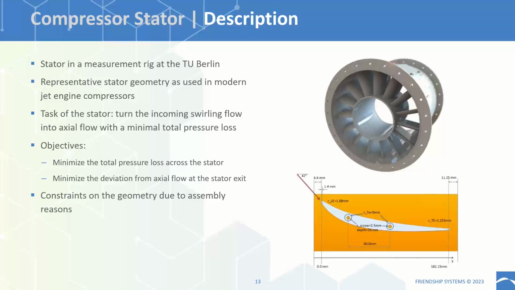So there is a lot of freedom in the shape because due to the additive manufacturing there are few restrictions on the shapes we can realize, but there are a few constraints on the geometry that are due to assembly reasons. Like you can see in the picture on the side, we have some bolting holes in the blade, so the blade needs to have a certain thickness so we can fit these holes and things like that to make sure that the final blade can also be assembled for this test rig.